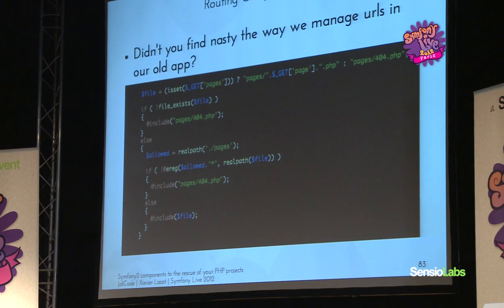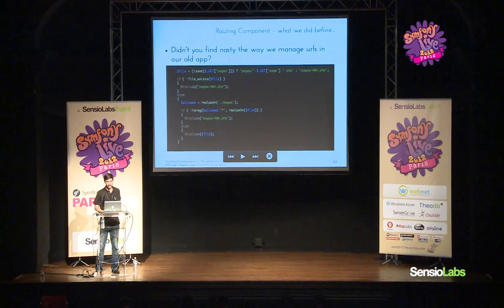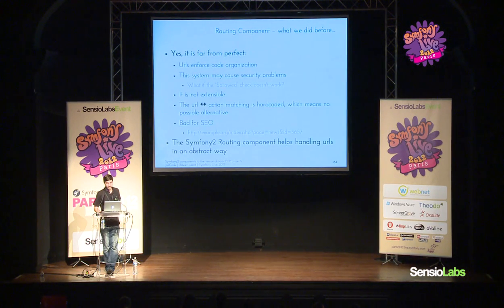The routing component. Do you remember that we did this? We wrote this 10 years ago. We were searching in the request for a name, and we were loading a file based on this name. So the file name on the file system had to be the same as the name we used in the URL. It worked, but it was really far from perfect.